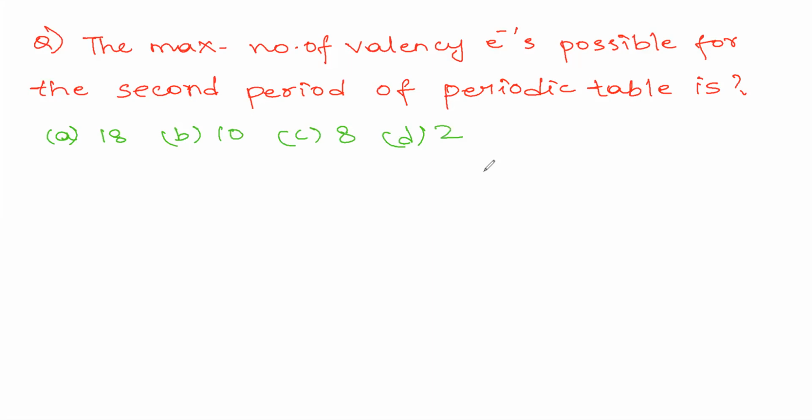So you know the first period is the shortest period, and the second and third periods are short periods, and the fourth and fifth are long periods, and the sixth and seventh are the largest periods. So already we know in the first period we have only 2 elements, the second period we have 8 elements, the third period we have 8, the fourth period we have 18 elements, the fifth and sixth periods 32 elements, and the seventh period is incomplete. So they are asking the maximum number of valence electrons possible for the second period of the periodic table, which is 8 because it contains only 8 elements. So the answer is 8.